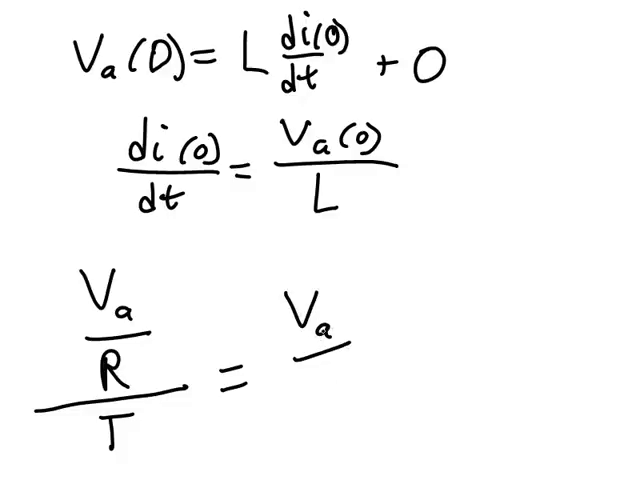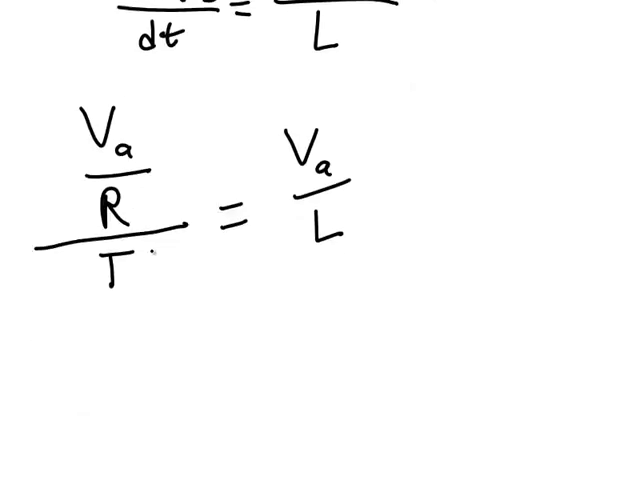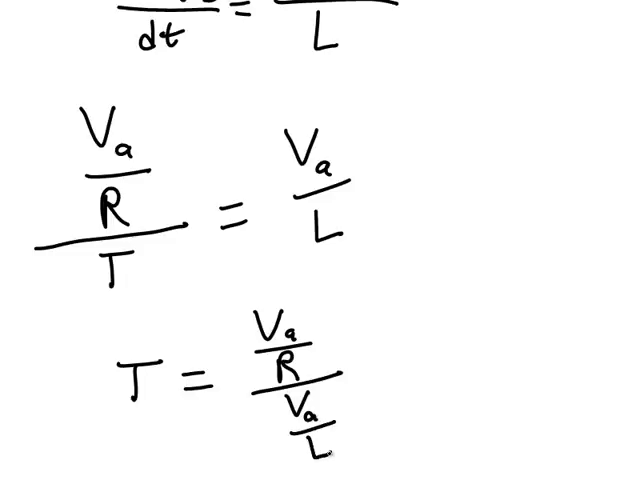I'm just going to write VA instead of VA at 0, since in a step input, the value of the input is the same from 0 on to infinity. Now, let's solve this equation for the time constant. I'll multiply both sides by the time constant and then divide both sides by VA over L. Now, let's simplify a little bit.